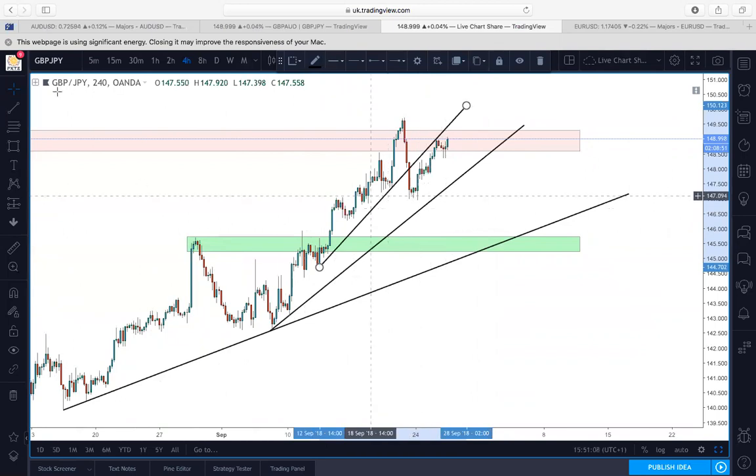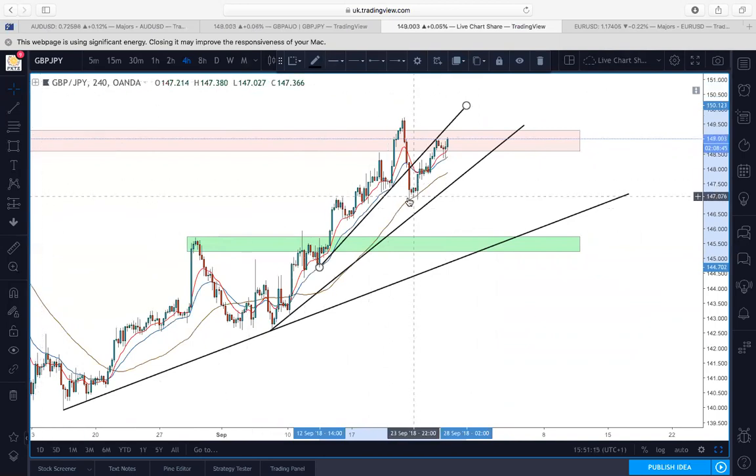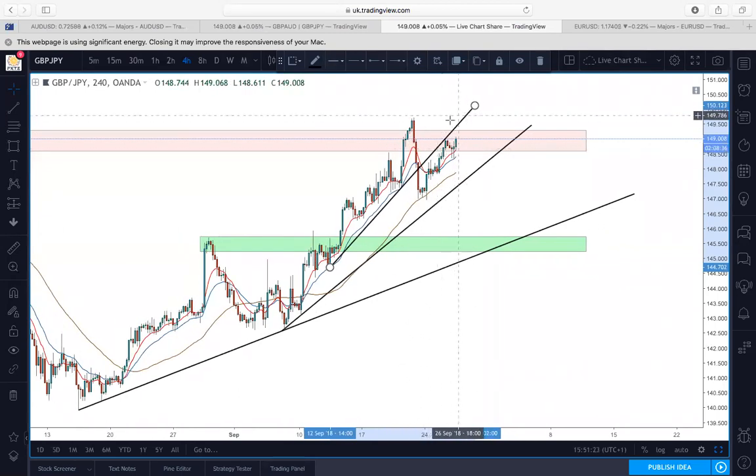So we bounced off this area here. If I just put out my EMAs, we can see we actually bounced off the 50 MA here. And moving averages are currently crossed over. However, the only way that this bias would change is if we essentially breach this resistance area, which I don't see happening at the moment, guys. I am seeing a bigger term or a stronger retracement occurring on this pair.